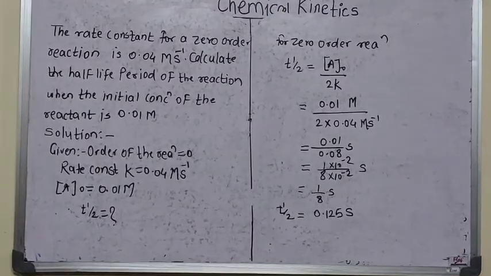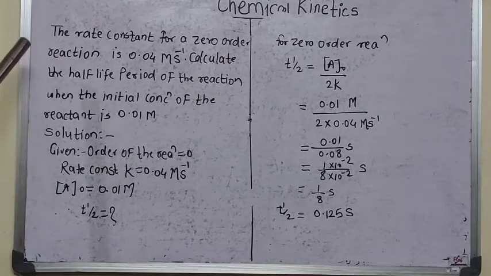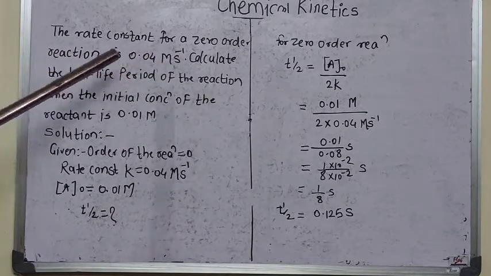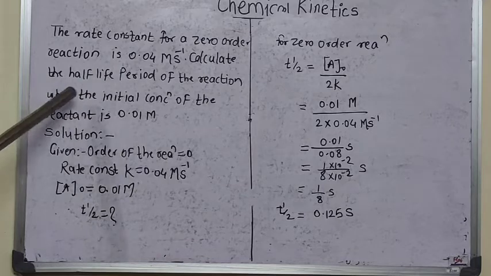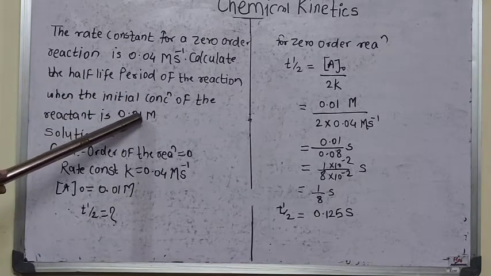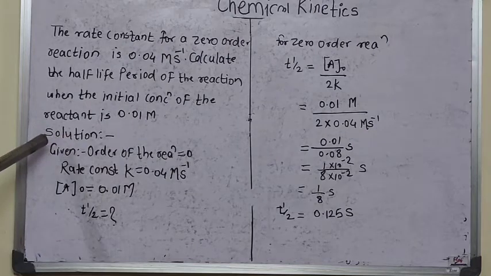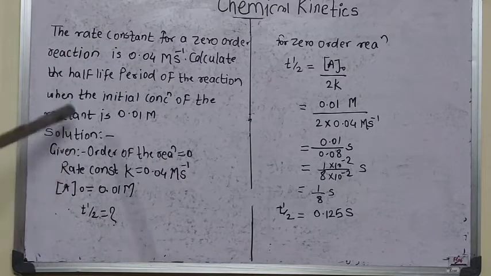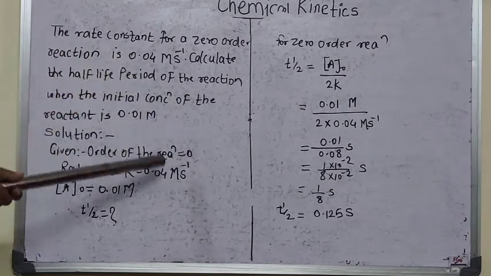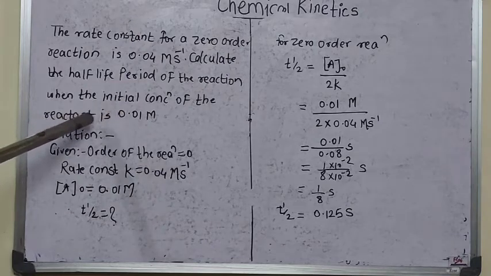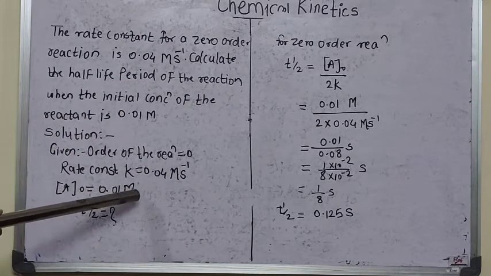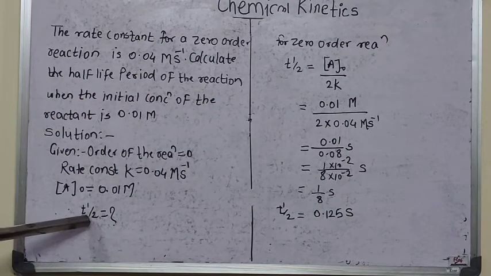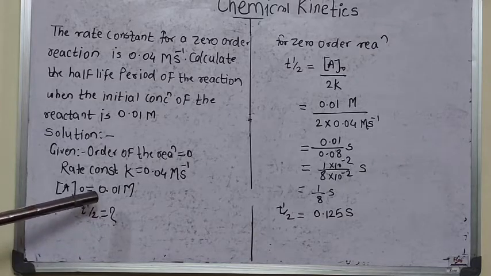Okay, here we start the next problem: the rate constant for a zero order reaction is 0.04 molar per second. Calculate the half-life period of the reaction when the initial concentration of the reactant is 0.01 molar. So we start the solution. The given values: the order of the reaction is zero order, the rate constant is equal to 0.04 molar per second, and the initial concentration is A0 equal to 0.01. We have to calculate the half-life period, t1/2, of that zero order reaction.